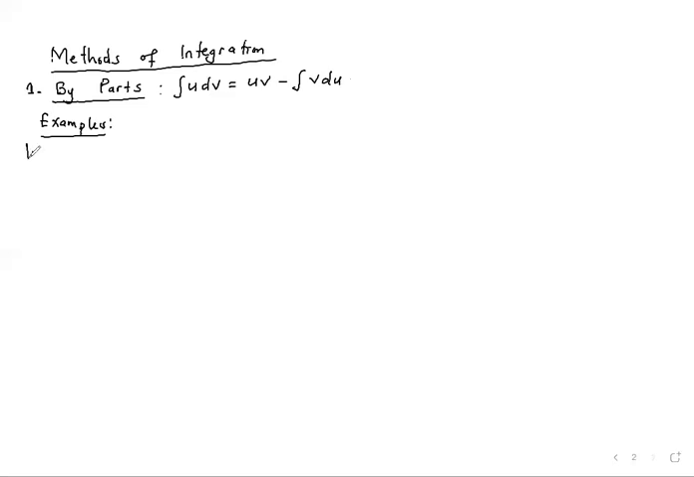So here we'll do one, integrate x squared sine x dx, two, e to the power x cos x dx. And then three, integrate x and then x dx. Very good combination. So we start with the first one.